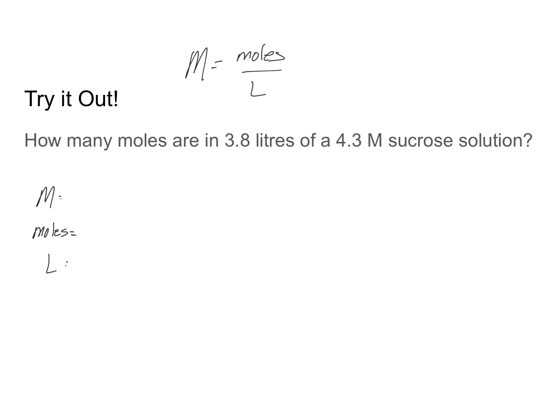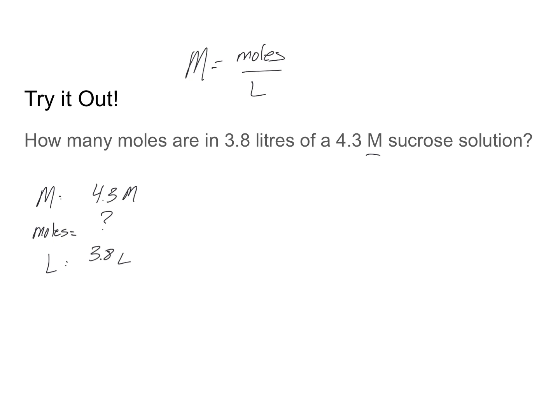How many moles are in 3.8 liters of 4.3 molar sucrose solution? So I'm going to fill in what we know for our variables. And we've got 3.8 liters there. And we have 4.3 molarity, or molar solution. Moles, that's what we're looking for. That gets the question mark.